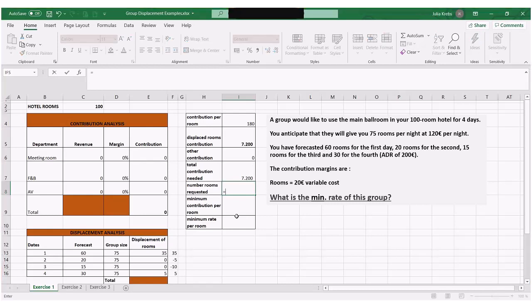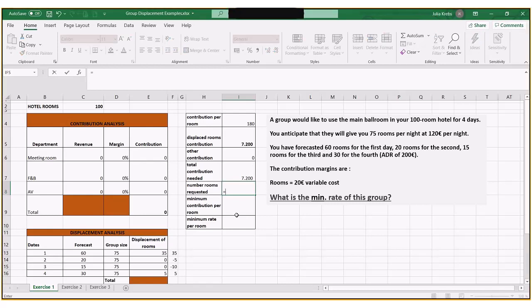Total number of rooms requested is now the step that we need in order to find out the minimum rate. So that is basically how many room nights is the group staying in total. We know they're staying 75 rooms for 4 nights. So 75 times 4. 300 room nights in total are requested.